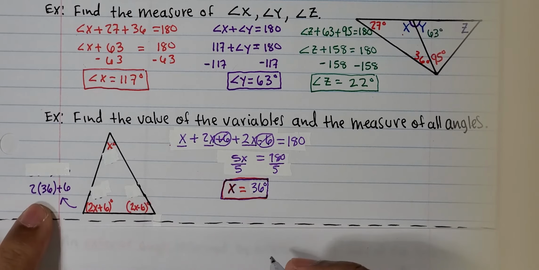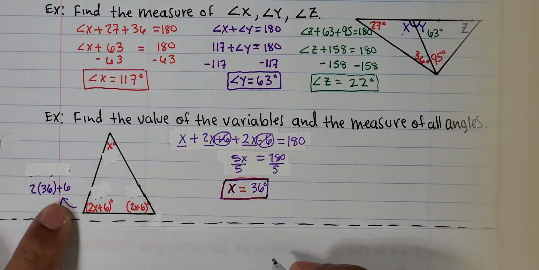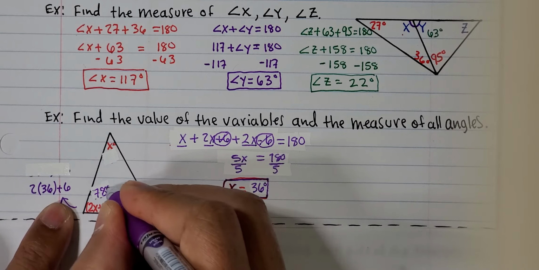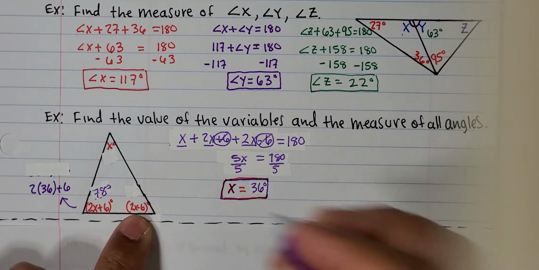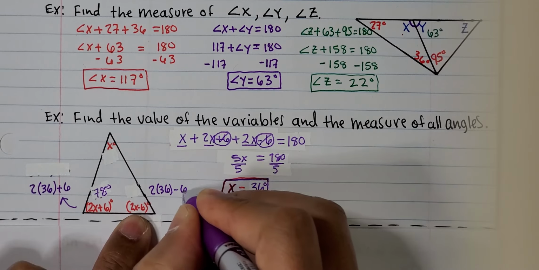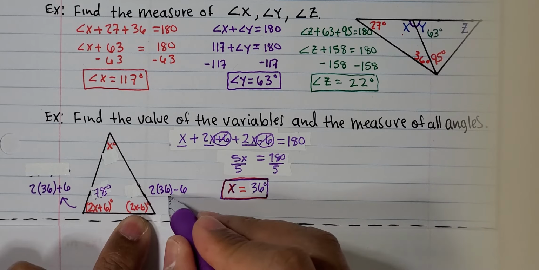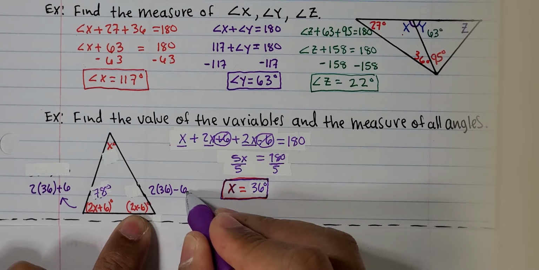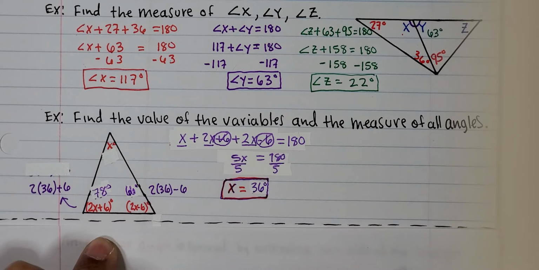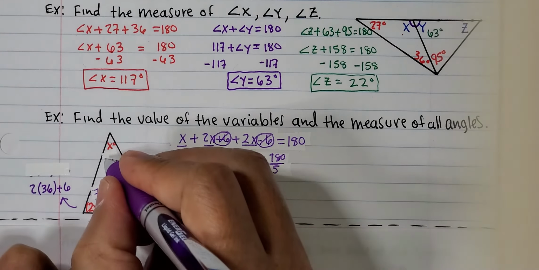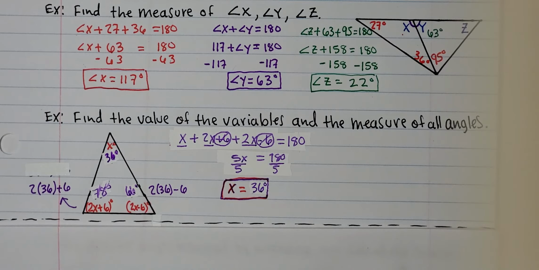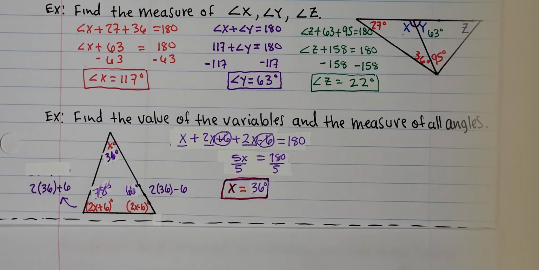2 times 36 is 72. 72 plus 6 is 78. So this angle has a measure of 78 degrees. And this one here, 2 times 36 minus 6. 2 times 36 again is 72, minus 6. This angle has to be 66 degrees. And this one here has a measure of 36 because it's the value of x. So that is the answer to that problem.